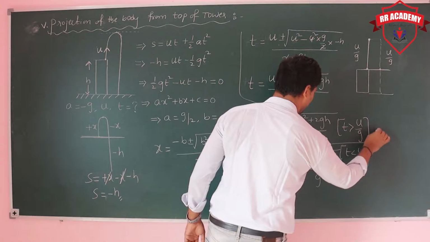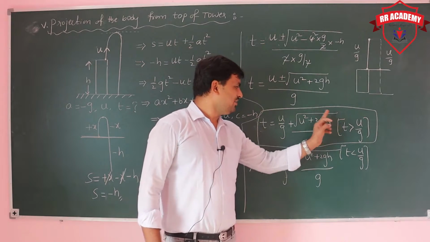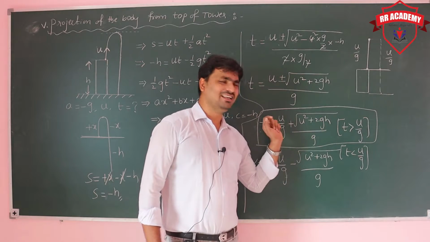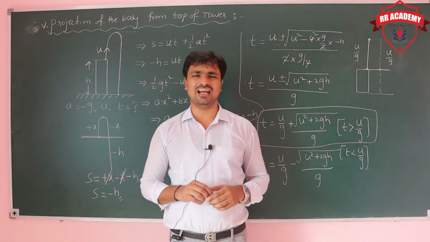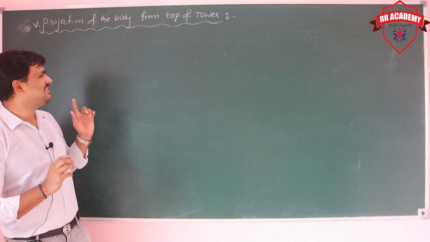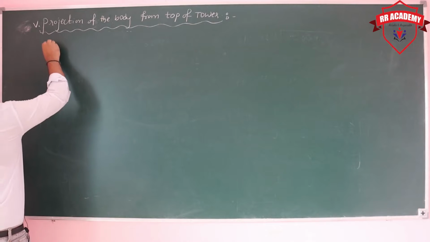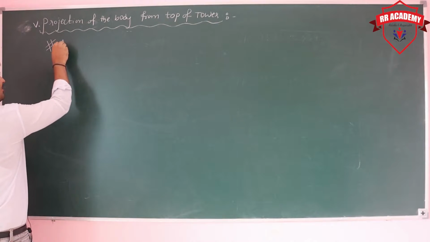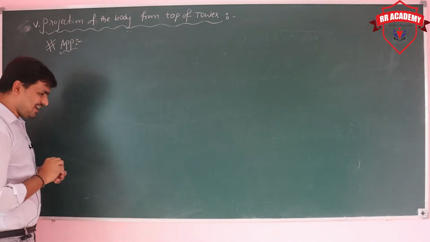The time you have to take is T equals u by g plus under root u square plus 2gh by g, because here T is greater than the time of ascent. Let's see one similar application. It is a frequently asked question, a similar application to this. What is that?